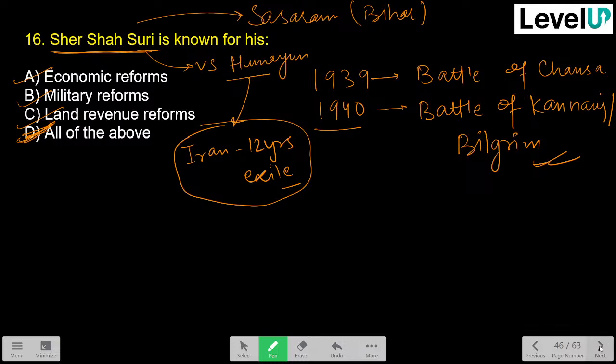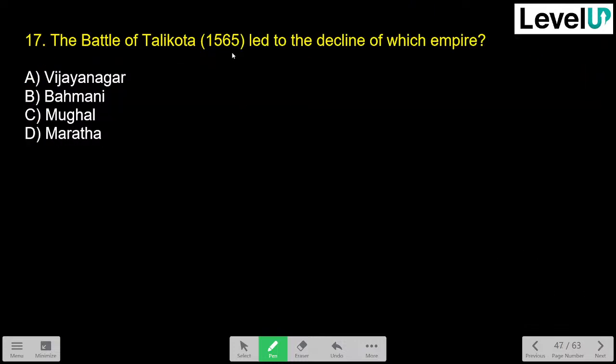Next. The Battle of Talaikota in 1565 led to the decline of which empire? Very important, that is the famous Vijayanagar Empire. The Bahmani kingdoms finally defeated the Vijayanagar Empire in the Battle of Talaikota, or you can say Talikota.